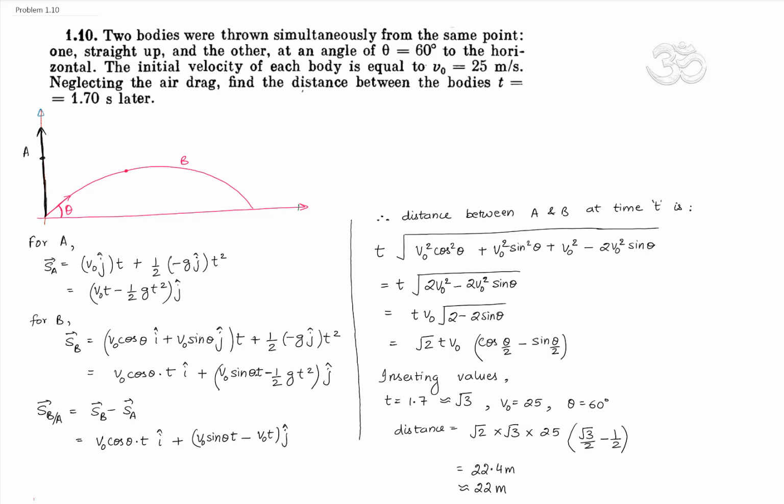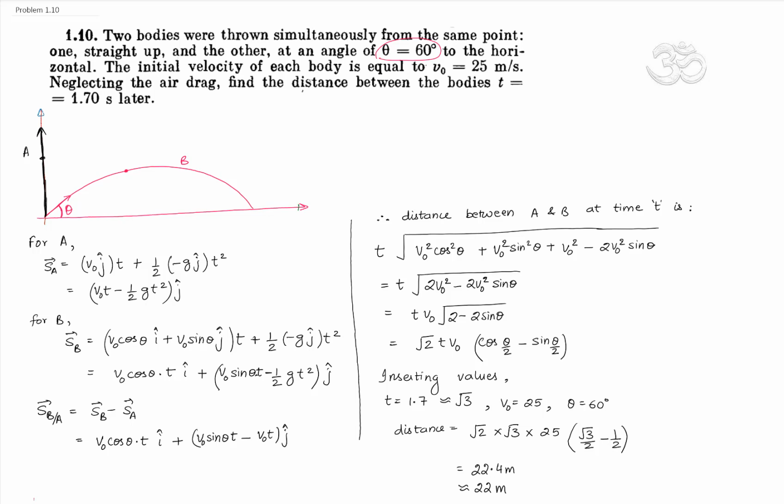Now in this problem there are two bodies which are thrown from the same point at the same time. One, which I have labeled as A in the figure here, is thrown up, it goes up, stops, and then it falls down, while the other one, B, is thrown at an angle theta, whose value has been given here in the problem statement, and what they want is the distance between the two bodies at a certain time later.